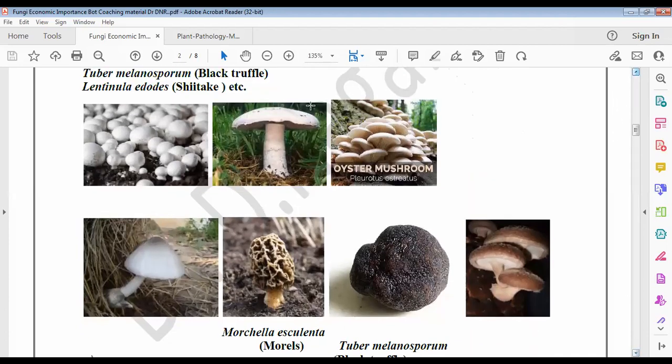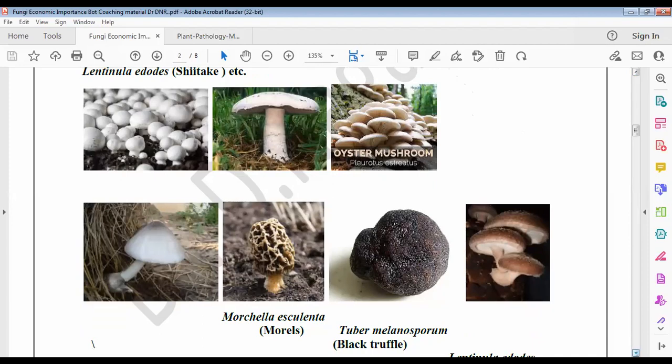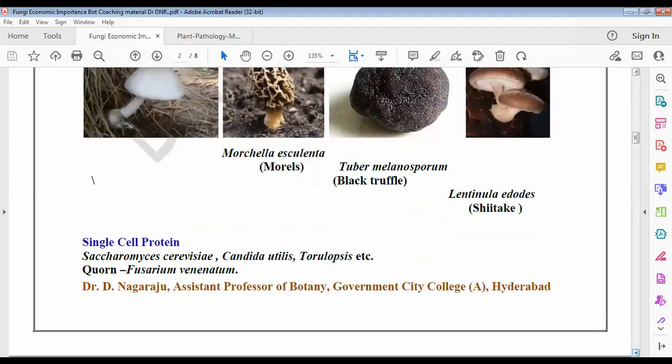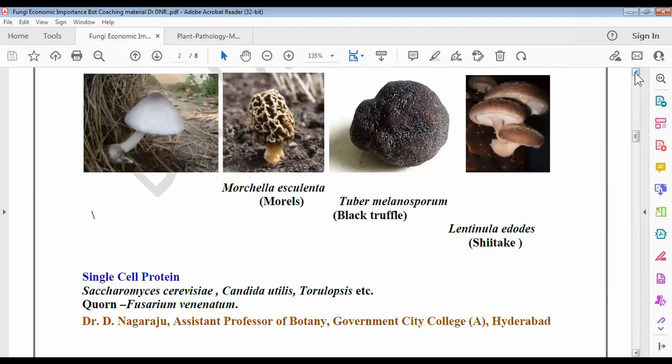You know the button mushroom, oyster mushrooms, the paddy straw mushrooms, Morchella, and black truffle and Lentinula. Shiitake mushroom. Lentinula we also call shiitake. Which among these is the shiitake mushroom?